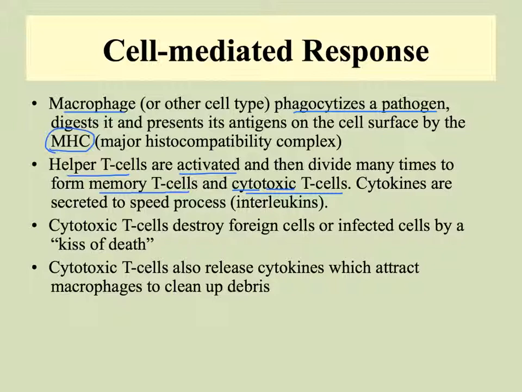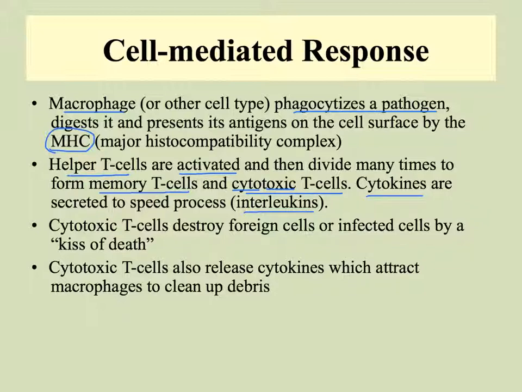In this whole process, we have particular proteins called cytokines that are secreted. One specific kind is the interleukins. There's interleukin 1 and interleukin 2 especially, that help speed along this process of moving from an activated helper T cell to the cytotoxic T cells with some memory T cells.